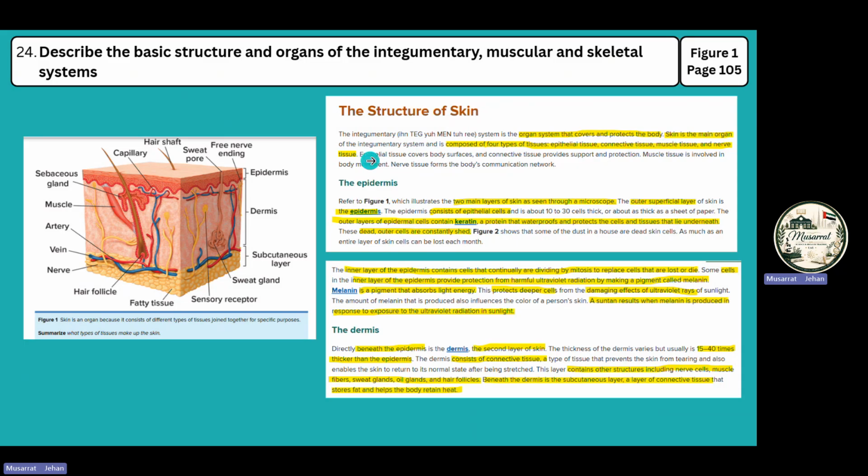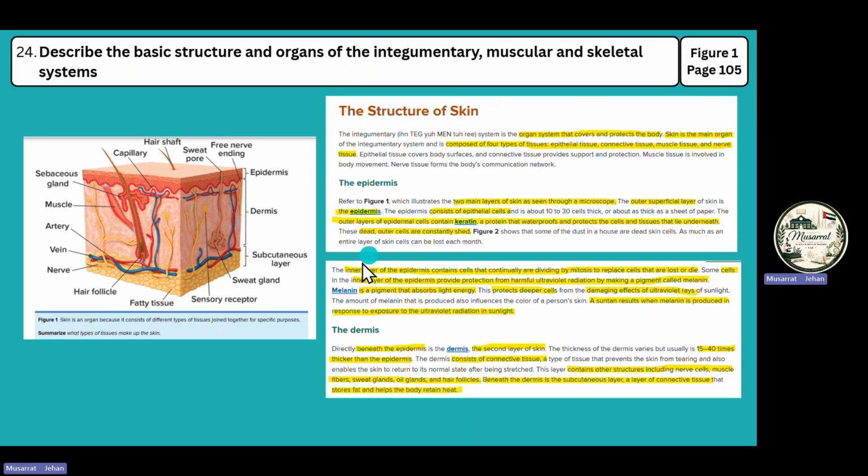The skin is the largest organ covering our body. It is the main organ of the integumentary system. It has four types of tissues: epithelial, which forms the epidermis, then connective tissue, muscle tissue, and nerve tissue. Four types of tissues are present in the skin. There are two main layers, epidermis and dermis.